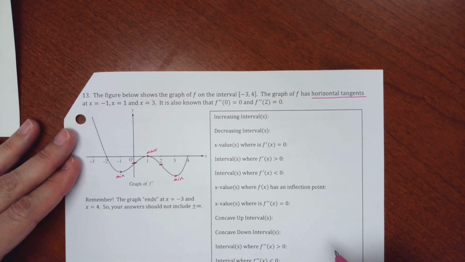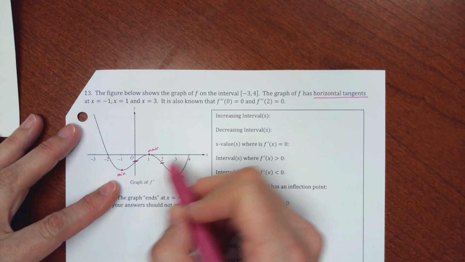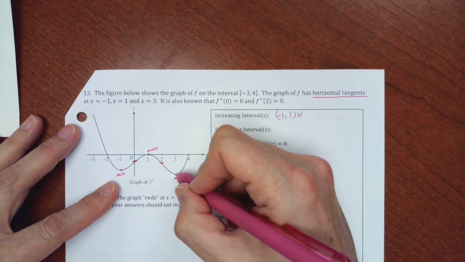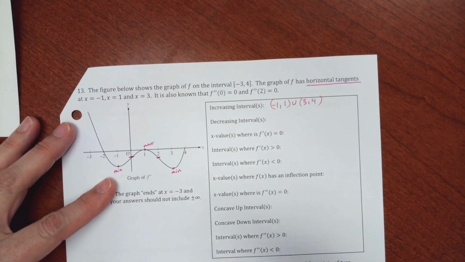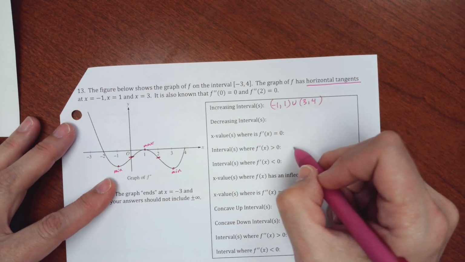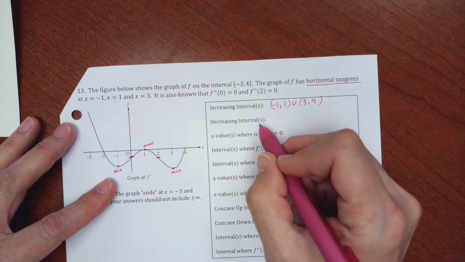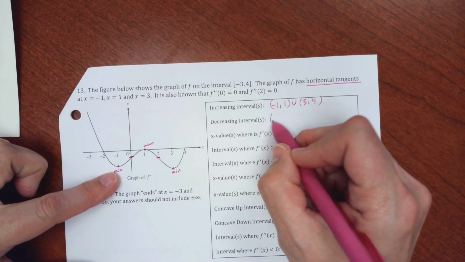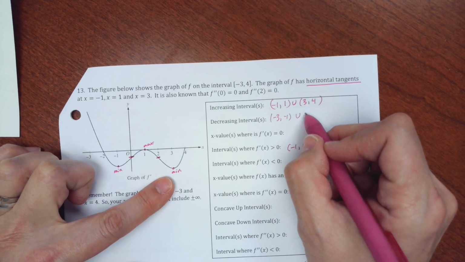Okay, increasing. So this graph is increasing in this section and that section. So -1 to 1, or 3 to 4. And that's also when your first derivative is greater than 0. Same answer. Decreasing, so that's this section, so from -3 to -1, or from 1 to 3.